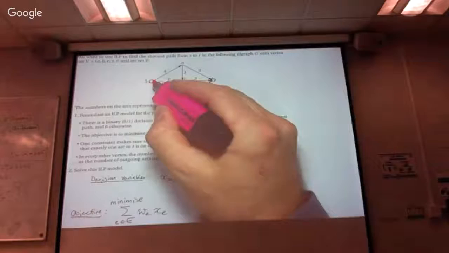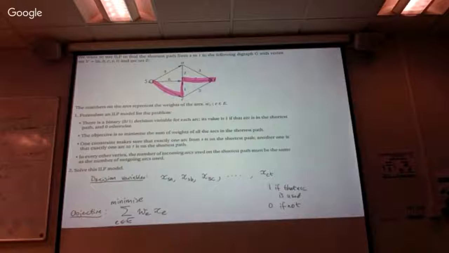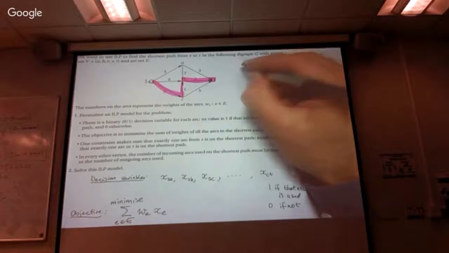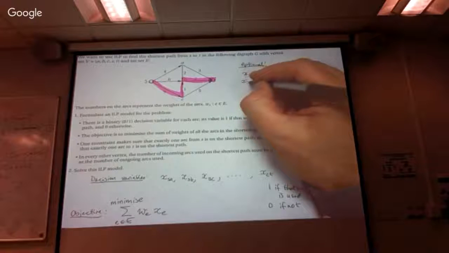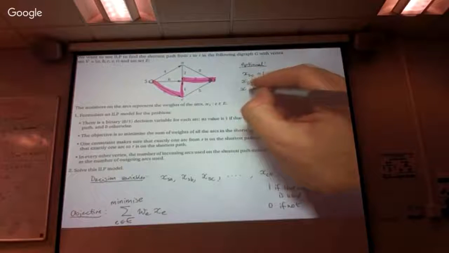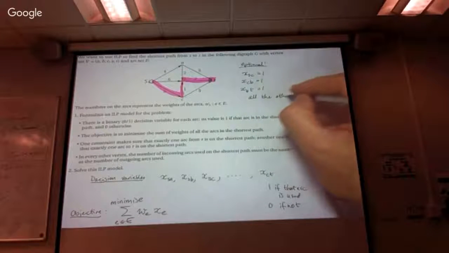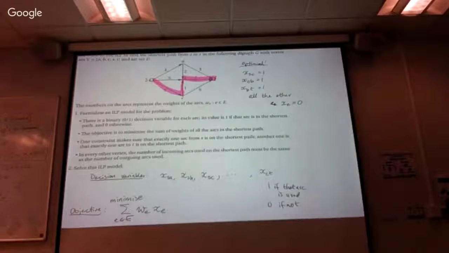What was the answer? Was it this? So in the optimal solution, you'd get XSC is 1, and XCB is 1, and XBT is 1, and all the other X's are 0. Okay, and that gives you that path.